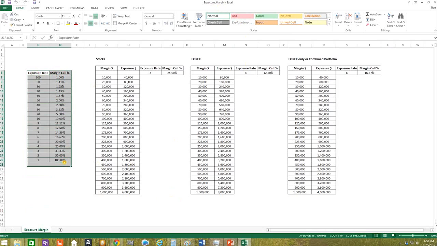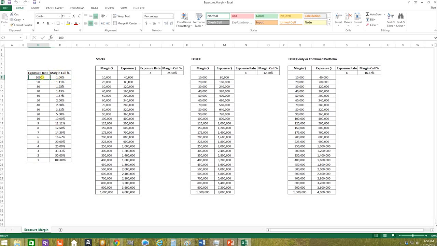What we have here is our exposure rates and the level at which we receive a margin call if we lose a certain amount. So if we're 100 times leveraged, we receive a margin call if we lose 1%. If we're 90 times leveraged, we get a margin call if we lose 1.11%, and so on and so forth.